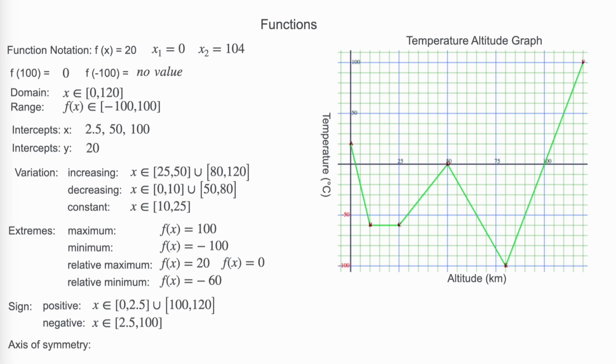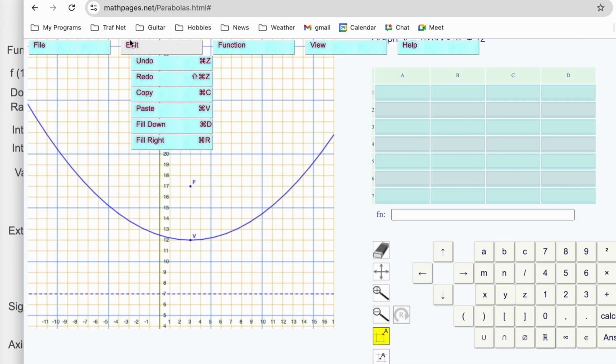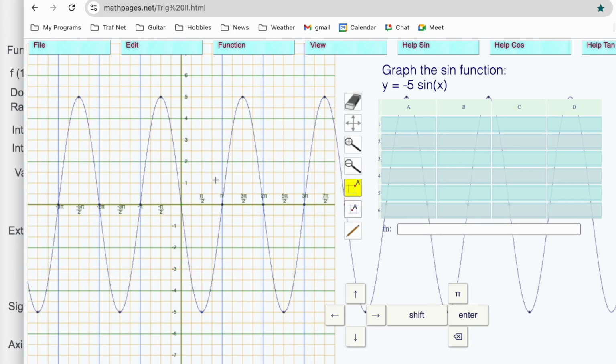Axis of symmetry. This is not symmetrical. There is no axis of symmetry. If you had a parabola that looks something like this, x equals 3 would be your axis of symmetry along the line. Or if you had a sine wave that looked like this, your x-axis would be your axis of symmetry.